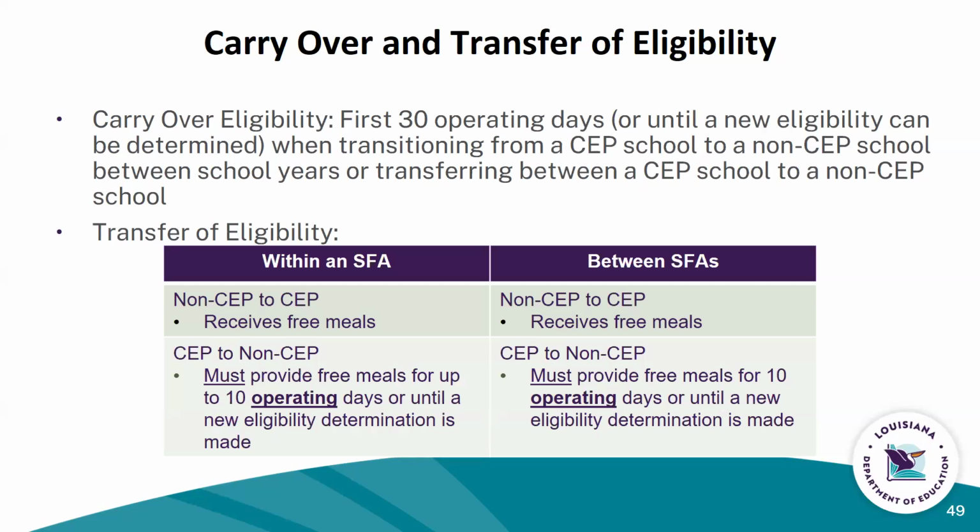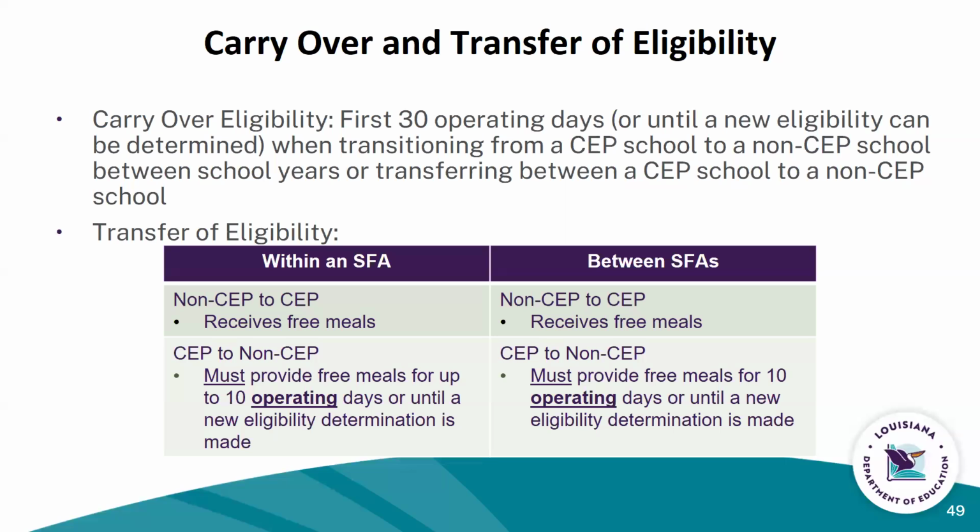So carryover and transfer of eligibility. Carryover refers to a child's eligibility from the previous school year being carried over into the new or current school year. According to 7 CFR 245.6, an individual student's eligibility from the previous school year, which is defined as prior to July 1st, carries over for up to 30 operating days into the new school year or until a new eligibility determination is made, whichever comes first.